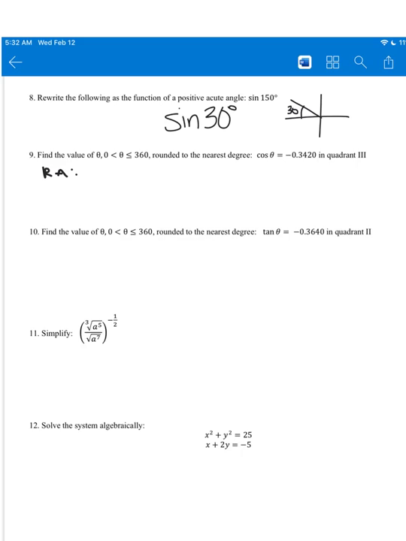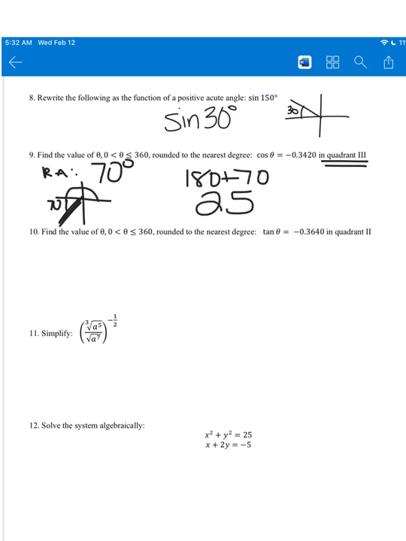So if you do that, your reference angle rounded to the nearest whole will be 70 degrees. Now, we don't want 70 degrees though. We want what's equivalent to 70 degrees in quadrant 3. So this is my angle in quadrant 3. My reference angle is 70. So the entire thing would be 180 plus 70, which would be 250 degrees.